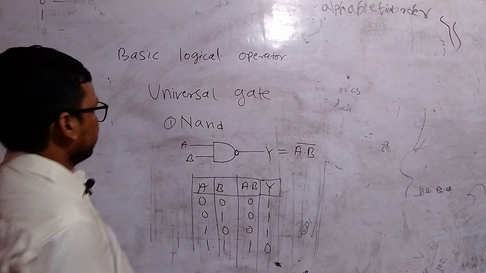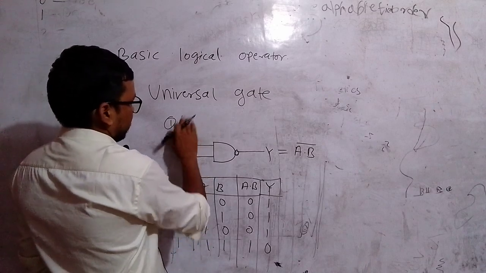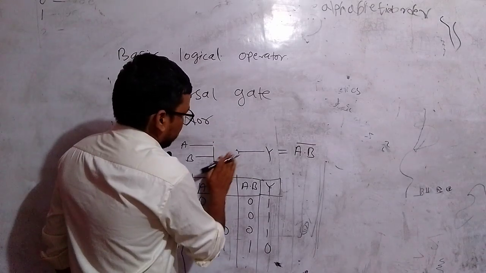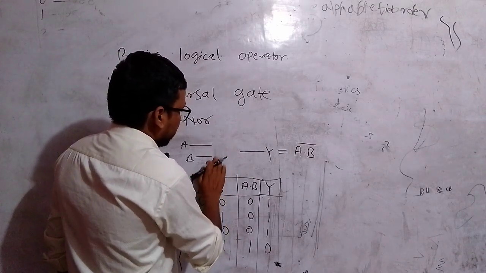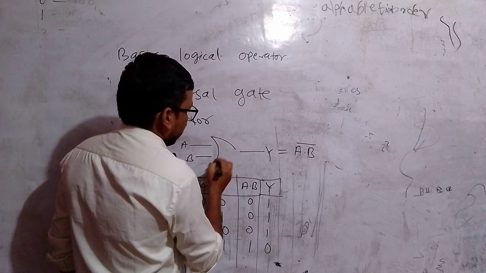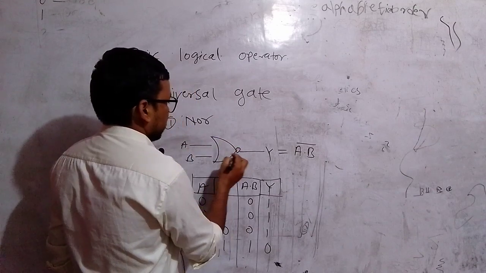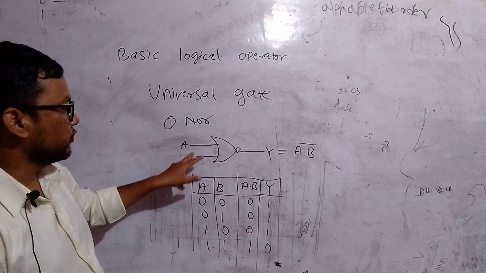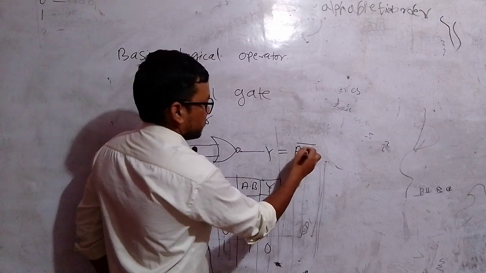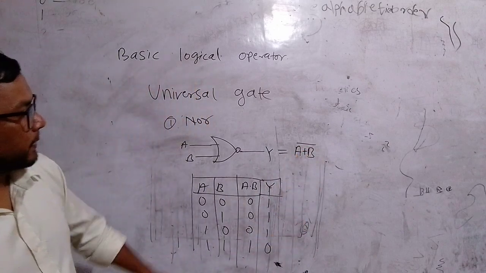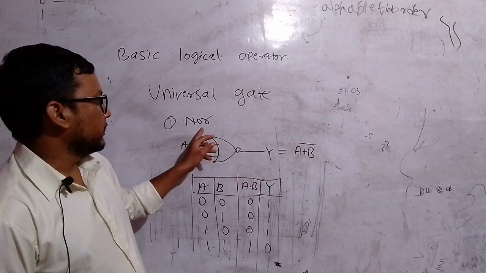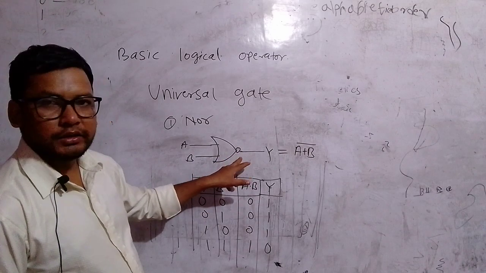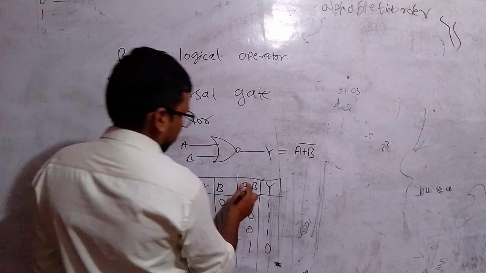And what is the NOR gate? To draw the diagram of the NOR gate, we just need to draw the OR gate and append a small circle at the end. This is called the two input NOR gate because it has two inputs. And what would be its output? Its output will be A plus B complement. The NOR gate performs the OR operation and it inverts the result.